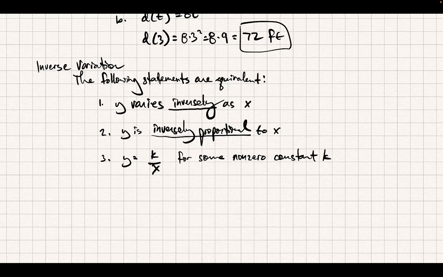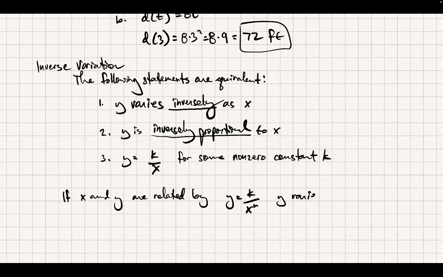And then just for free, if x and y are related by y equals k over x to the n, then you would say y varies inversely as x to the nth power, or y is inversely proportional to the nth power of x.